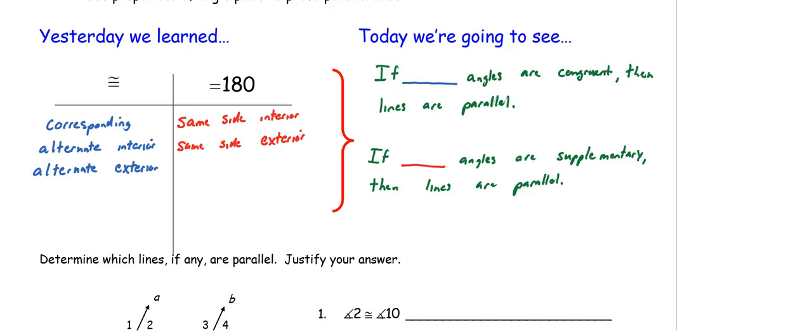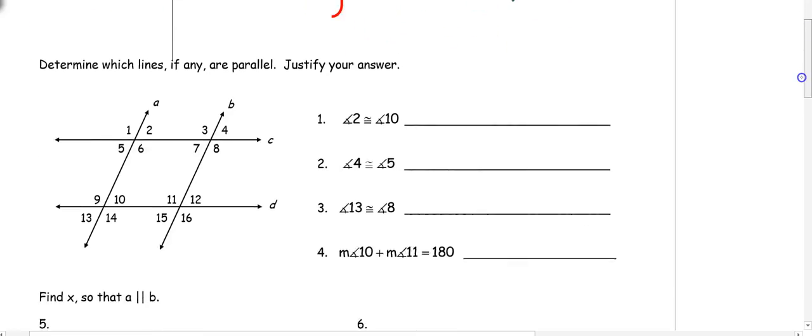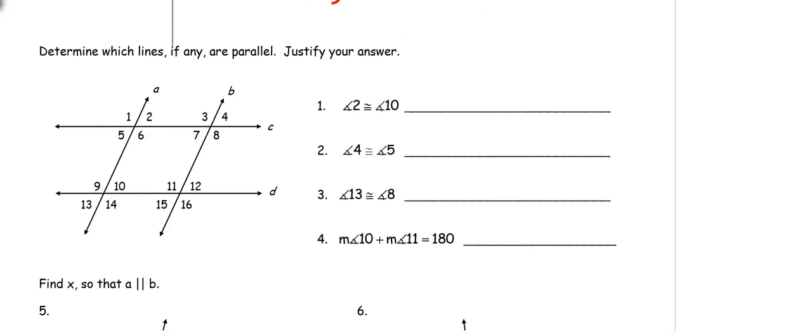So if we know a given set of angles are congruent or a given set of angles are supplementary, then the lines are parallel based on their angle relationship. So let's look at that in a figure. Determine which lines, if any, are parallel, justify your answer.